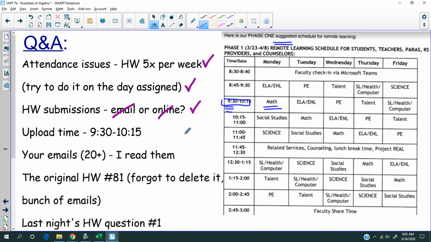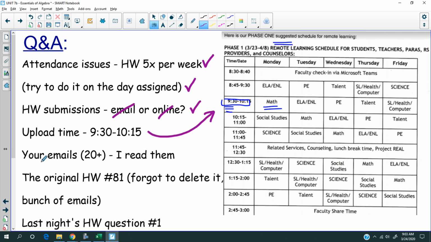Okay, so the other thing I want to point to is yesterday I must have gotten like 20 emails, because I was having some hard time, because my internet apparently wasn't as fast as I thought. So I eventually upgraded it yesterday in the afternoon. I would try to upload it between 9:30 to 10:15. Now I'm looking at my own clock right now. It's already 9 o'clock. So yeah, 9:30 to 10:15. I will try to upload everything you need for that day.